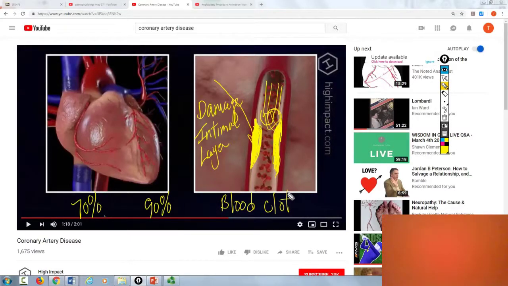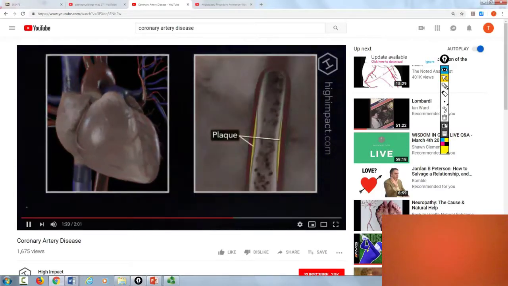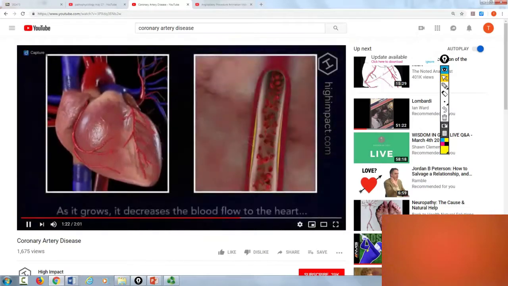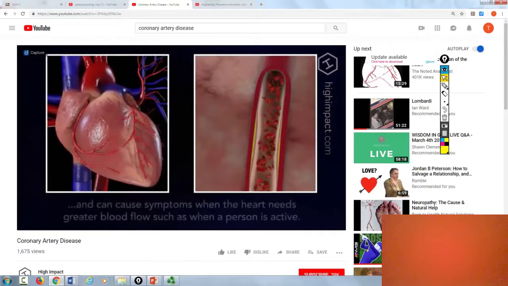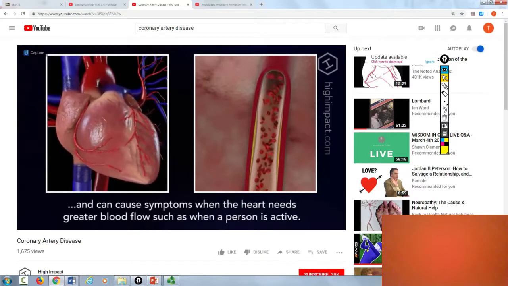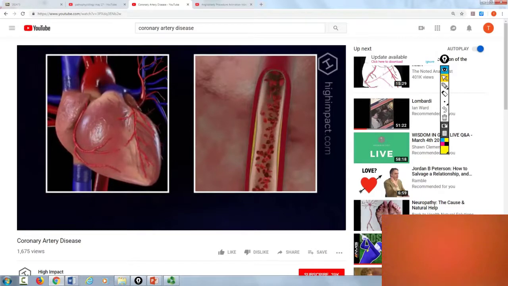Rarely, if ever, does a coronary artery become completely blocked with cholesterol. It's not until you get about 70% blockage in a coronary artery do you start noticing symptoms. And those symptoms that you notice are when you are really, really exerting yourself, really putting stress on that heart. So this video actually does a really nice demonstration. So not until about 70% occlusion does that person even begin to develop symptoms.